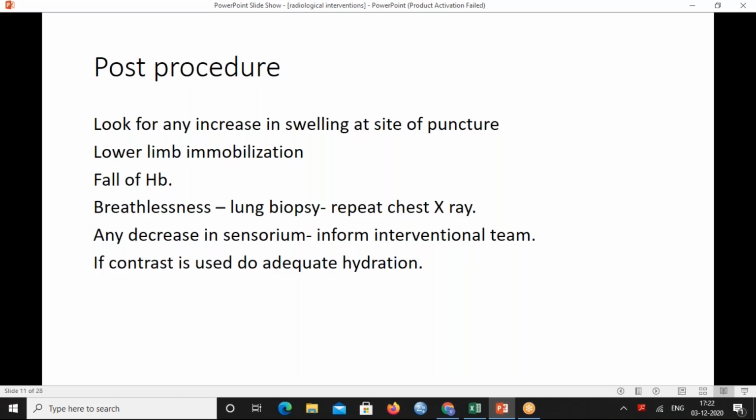increase in pneumothorax. Any decrease in sensorium, for any supra-aortic intervention, which is intervention done in the region of the neck or in the carotid, should be immediately informed to the interventional team, and they will plan accordingly whether a CT or an MRI is required. And if contrast is used in an IR procedure, it's better to do adequate hydration post procedure also.